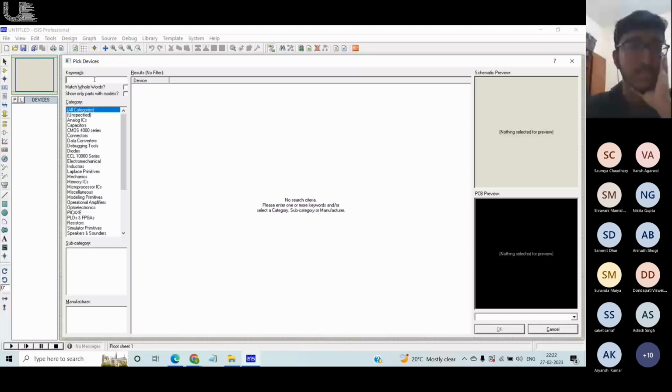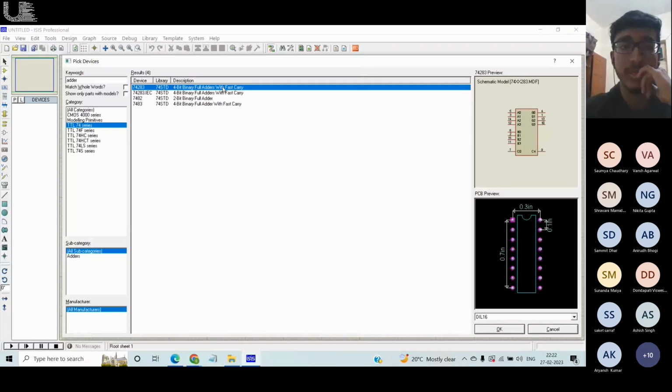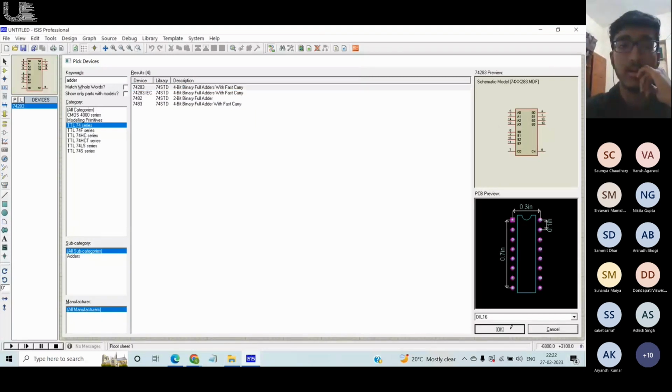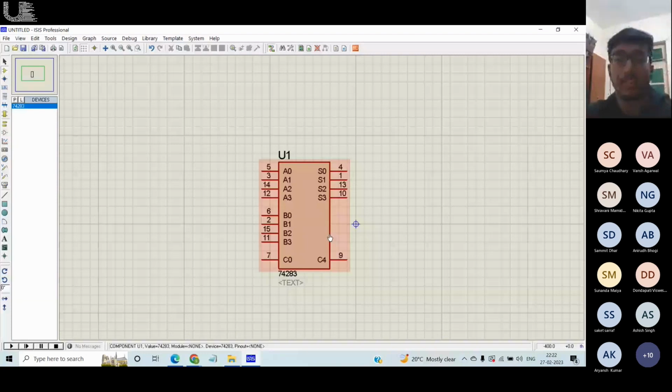Go to the TTL 74 series, right? For the entire event, we'll be using this series only, and all with TTL. We won't be using CMOS or any other things. Whatever starts with 74, you can use that. We'll be giving you a specific list of ICs that you can use in the PS itself. So if you see, you have these options. I'll be using this one, 74LS283, and just click on OK, and it comes up here. Just click on the screen, and you have it. So this is the IC that I was showing you.